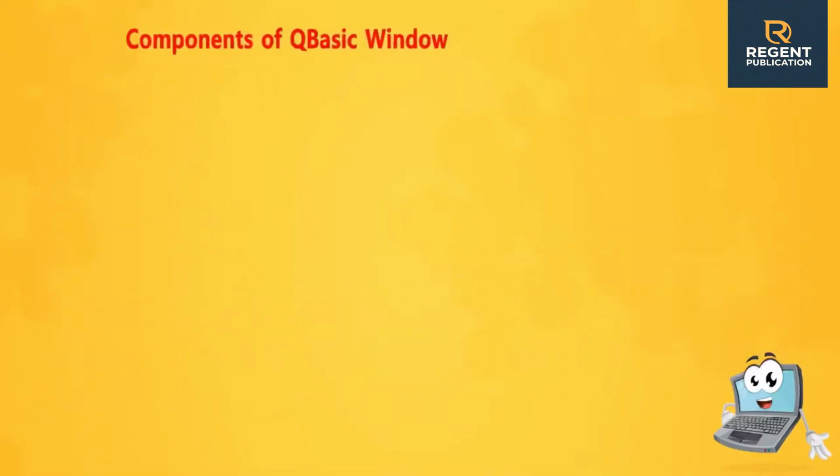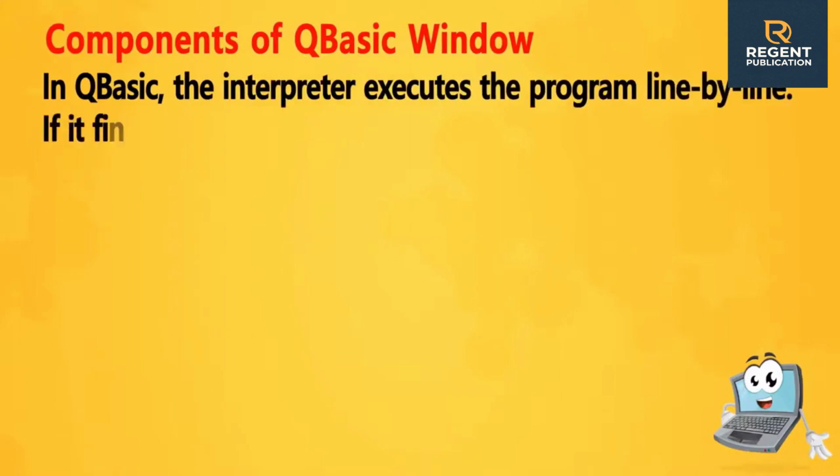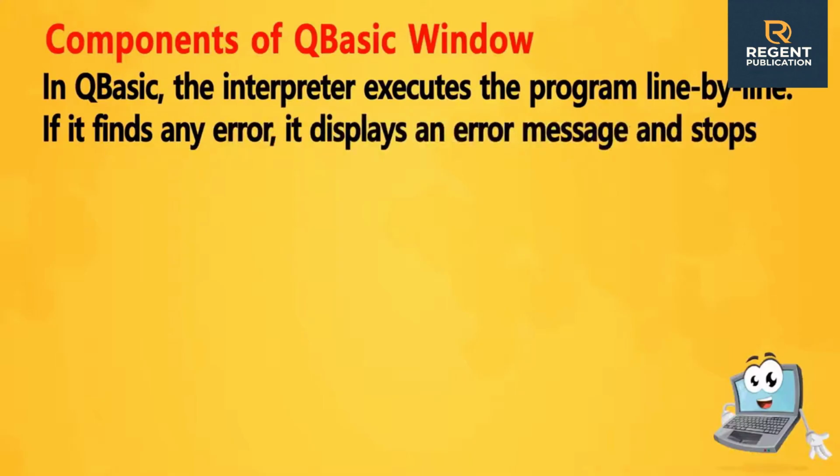Components of QBasic window. In QBasic, the interpreter executes the program line by line. If it finds any error, it displays an error message and stops the execution.